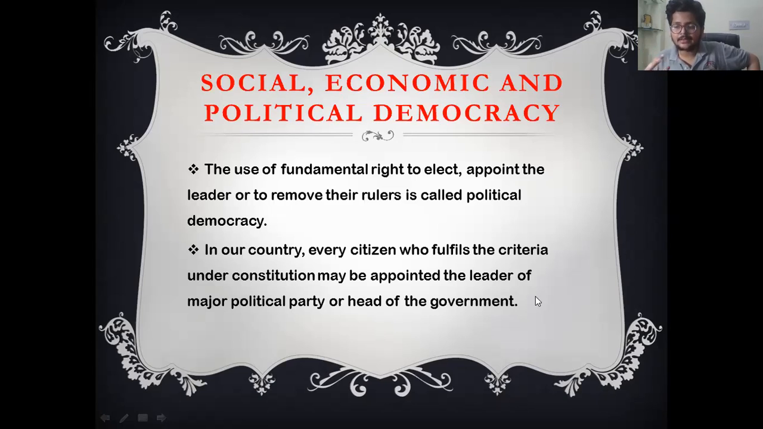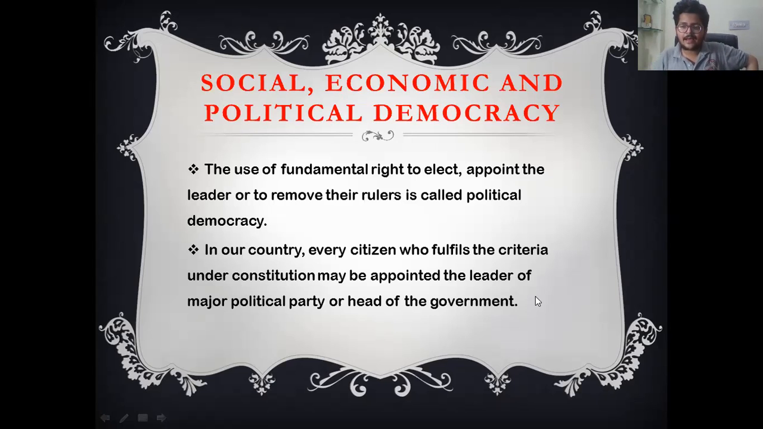Okay, the common citizens of the country use the rights that they have got through the constitution of the country to elect the leader, to appoint the leader, and to remove the leader also. So this type of democracy is called political democracy. In our country, every citizen who fulfills the criteria under the constitution may be appointed the leader of the major political party or head of the government. Yes, that we have discussed.